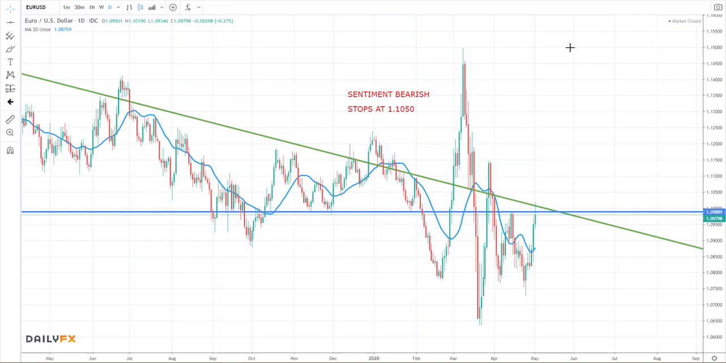This is your weekly analysis for euro versus the dollar. So the European euro versus the US dollar. The date is Sunday, May 3rd, 2020, 11:32 a.m. Eastern Standard Time.